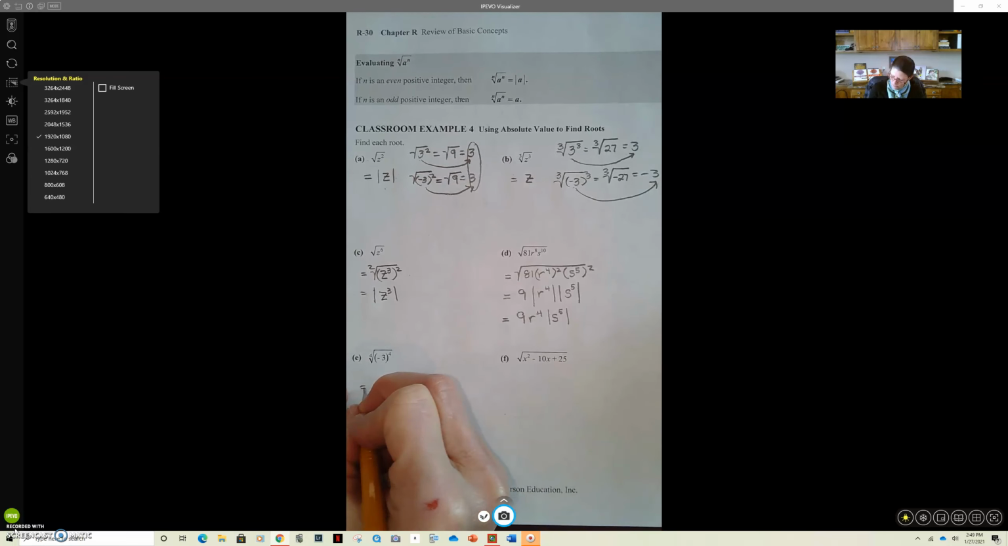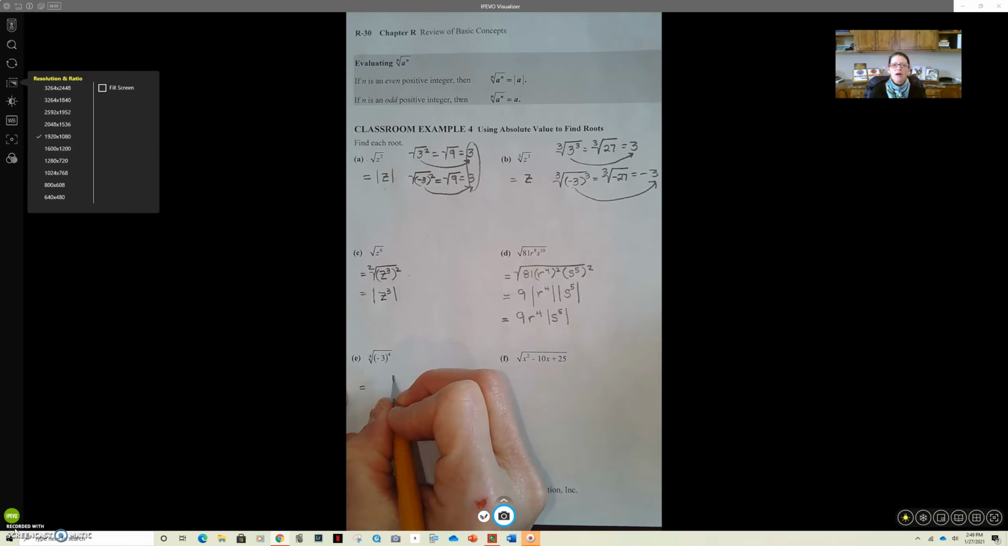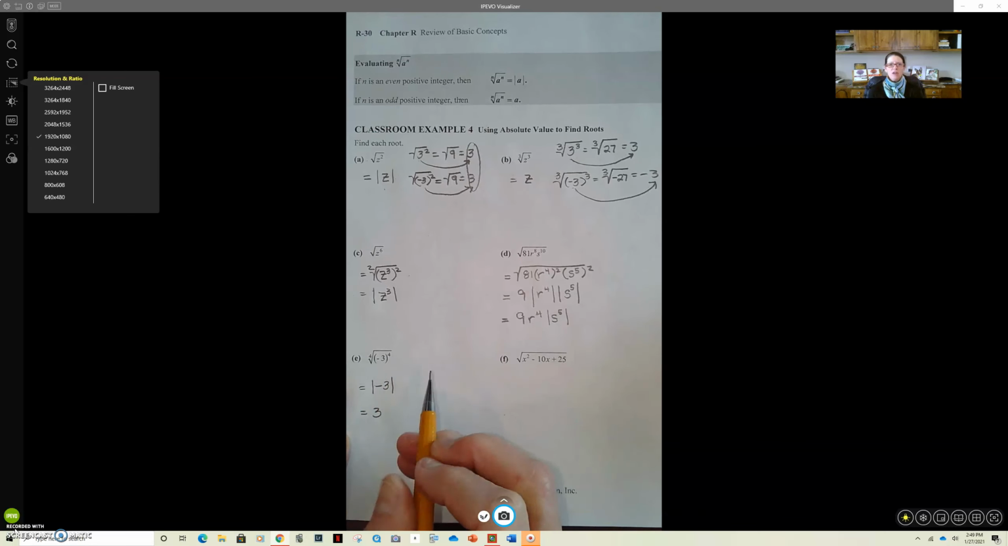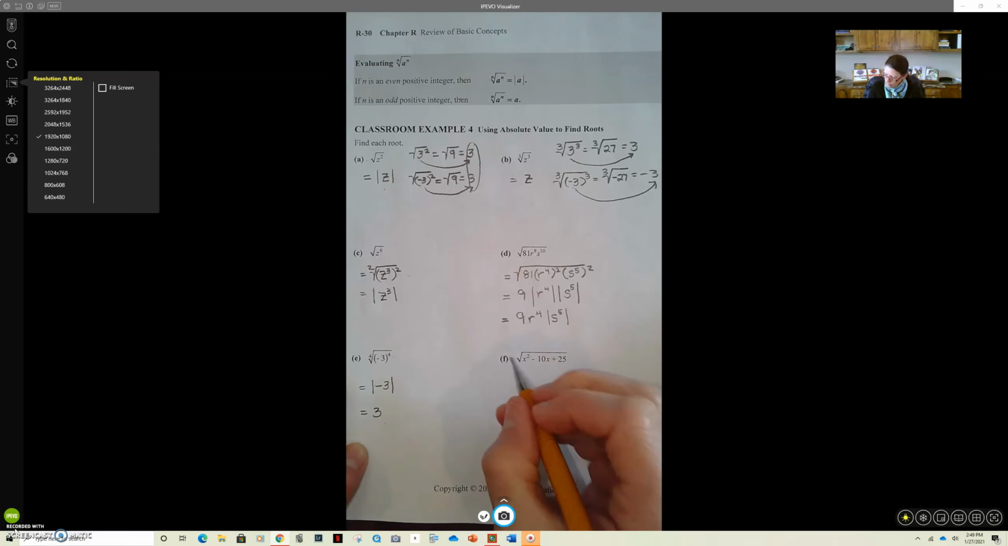In part E, that's the 4th root of negative 3 to the 4th. It's the absolute value of negative 3, or 3. And you could have just evaluated this one and said, negative 3 to the 4th is 81. The 4th root of 81 is 3, isn't it?